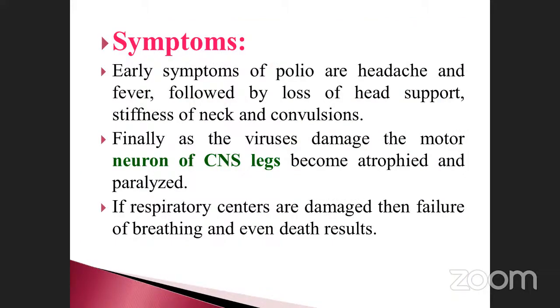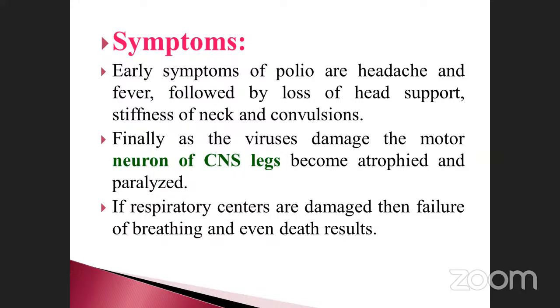See the symptoms. The early symptoms of polio are headache and fever, followed by loss of head support, stiffness of the neck, and also convulsions. This is the earliest stage. Finally, as the virus damages the motor neurons of the CNS for the leg, that is very important. The neurons responsible for the leg are affected, and the leg becomes paralyzed and atrophied. It shrinks and is not strengthened.